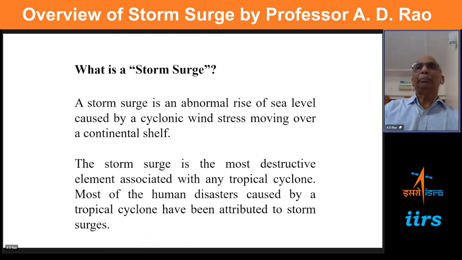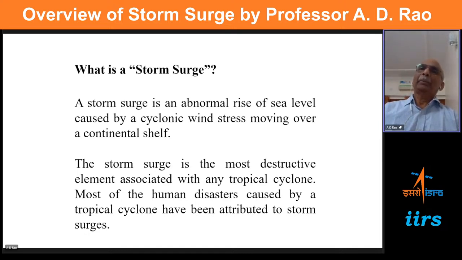Now let us come back to what is the storm surge. How do you define storm surge? A storm surge is, as I said, actually a wave, particularly a long wave. But you can always define the storm surge. It is an abnormal rise of sea level. Why am I saying abnormal? It is not a regular sea level rise like tides, another kind of rise of the sea level which is periodic, but this is not like that. It is an abnormal rise of sea level caused by cyclonic wind stress moving over a continental shelf. This is the definition of a storm surge.